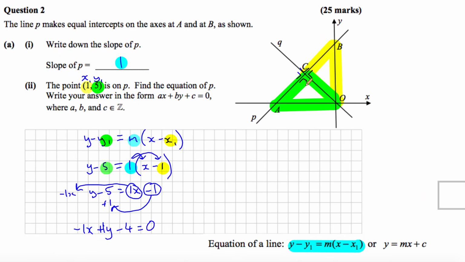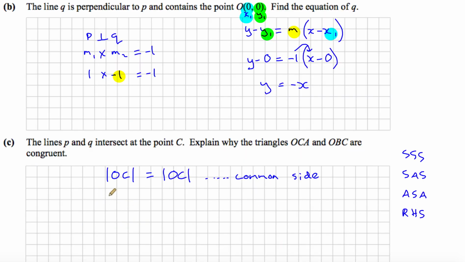If we go back, we can say also that OA, this distance here, will be equal to OB, because they told us that in the question. It makes equal intercepts. So that's another side that's the same. So the length of the side OA, these straight brackets mean the length of OA, the size of the line segment OA is equal to the size of the line segment OB. We know that from the equal intercepts information. So we can just write equal intercepts.